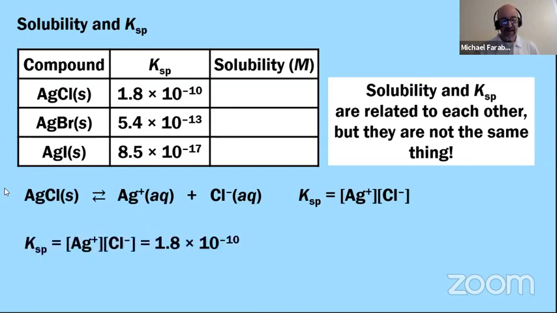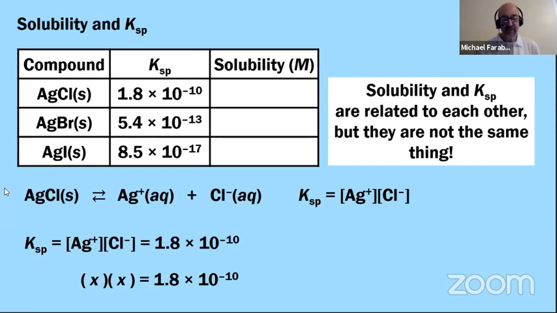I'm going to go ahead and write the KSP expression. I know what the value is. It was given to me in the table. And I'm going to call each of these concentrations, because they are the same, it's a 1-to-1 mole ratio, X. I mean, you could call it S for solubility. Some textbooks do that. I'm just going to go ahead and call this X.